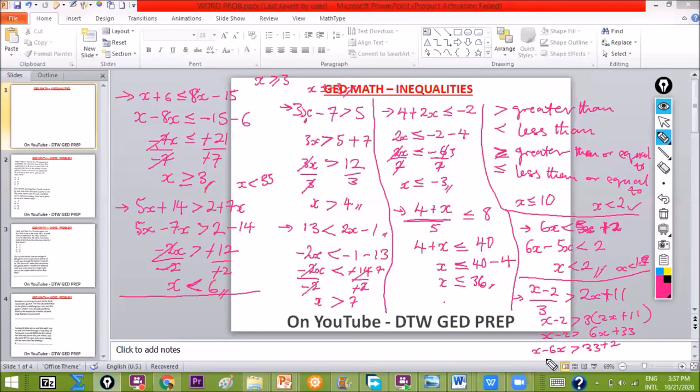So x minus 6x will give us a negative 5x. Minus 5x greater than 33 plus 2, which will give us 35. Here we have to divide both sides by a negative 5. This will cancel out. By negative, this sign will change now to less than. So 35 divided by 5 will give us 7. And don't forget this negative sign. We have a negative 7. So our answer is x less than negative 7. So this is the answer. Okay.